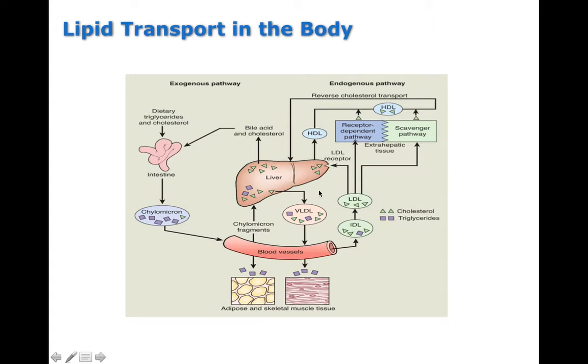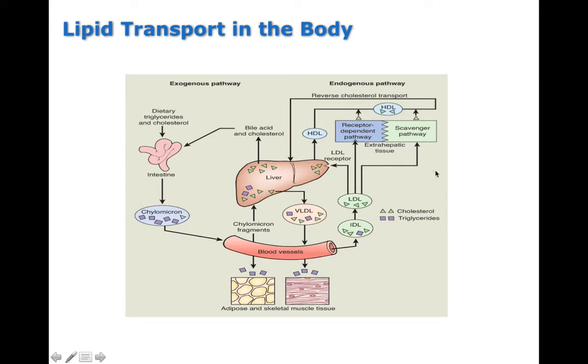converted into very low density lipoproteins. And essentially what happens then is that these very low density lipoproteins then can deliver lipids to adipose and skeletal muscle cells. That way they can use them for energy and support. And then as you start to lose lipids in your body cells, they become like intermediate density and low density lipoproteins. Now, these low density lipoproteins then can be taken up by other cells of your body.